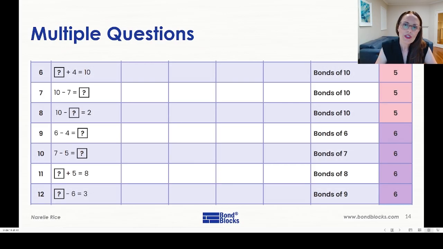The reason for this is we haven't assessed every single 2-part bond. The questions that we've chosen are really indicative of typical difficulties. So if they get a mistake in one or they're not fluent yet, it's most likely that they are not fluent with others in that same set of bonds.